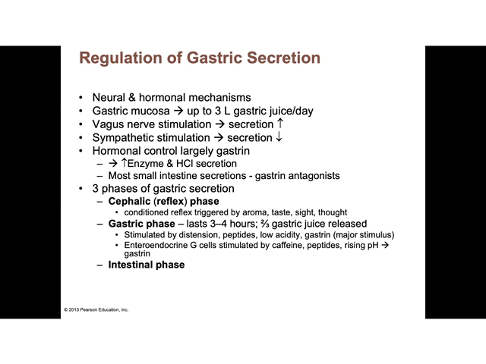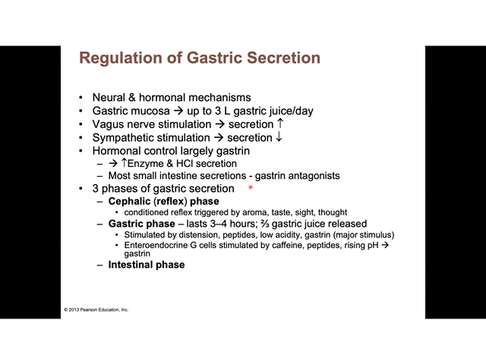Most small intestine secretions are going to act against gastrin. So if food is in the small intestine, it is going to produce stuff that's going to inhibit the action of gastrin, because we don't want to keep making stomach acid if the food has already left the area. Okay. The cephalic phase is a reflex that is going to be triggered by basically food stimuli in the environment.